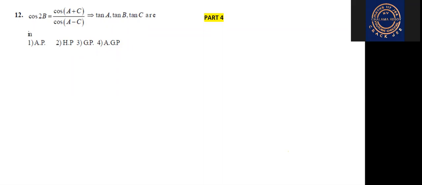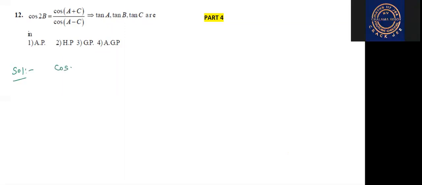In transformations, in the previous class we completed level 1, 11 problems. Now see the 12th problem. Students, how to do this problem? Any idea? Tell me. Cos 2b value, how much is given? That is cos of a plus c divided by cos of a minus c.